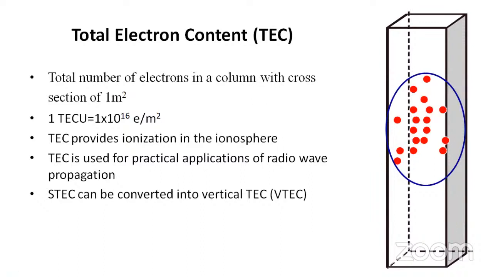And TEC cannot be measured directly. What we are measuring is the slant TEC, slant total electron content, which is nothing but the total electrons, TEC measured along the path of the signal, which is referred to as slant TEC. And by obtaining the slant TEC, we can derive the vertical TEC, which will be explained in further slides.